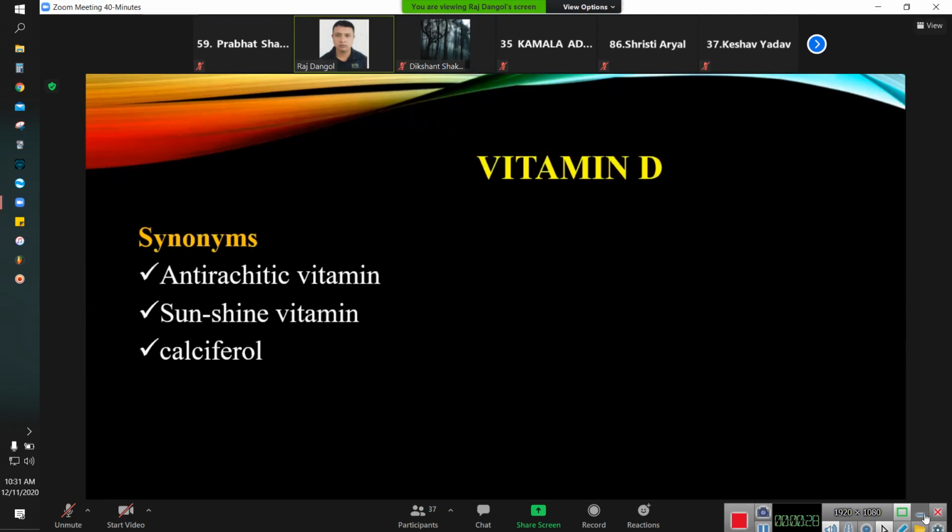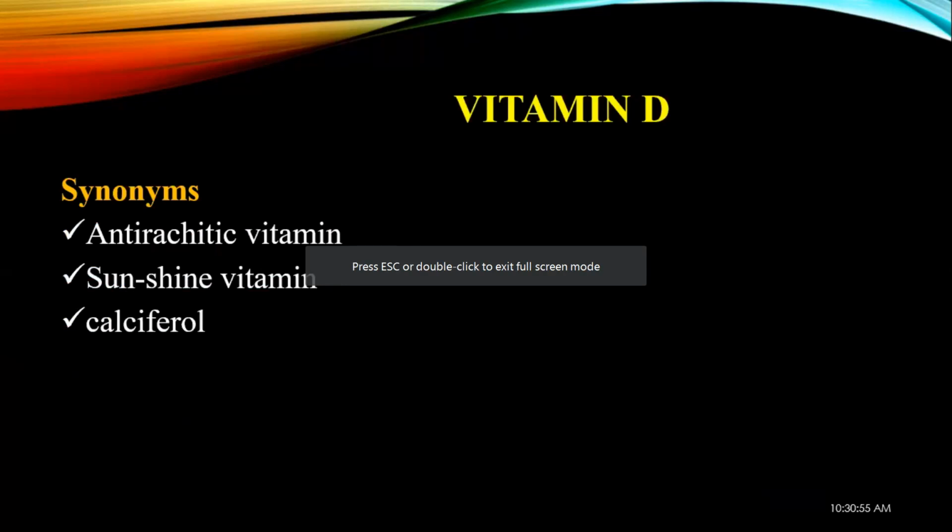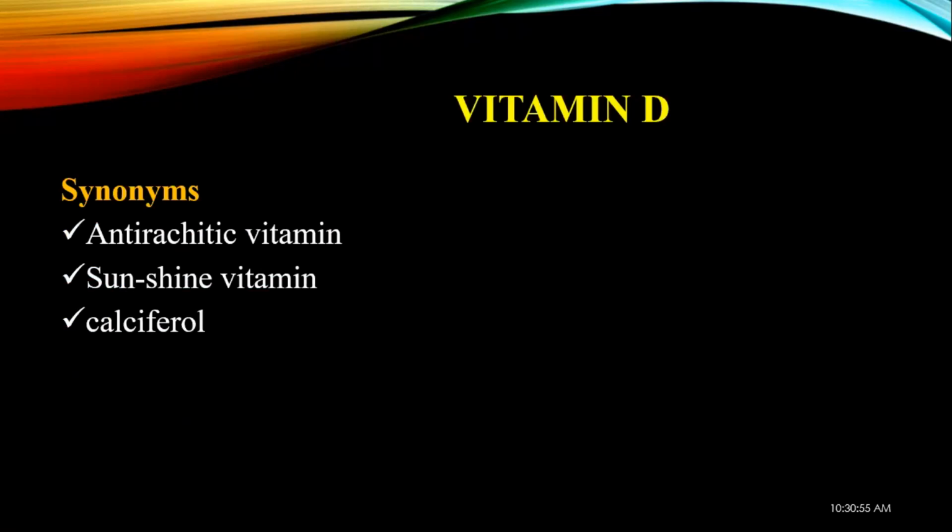So synonyms: this vitamin D is called an anti-rachitic vitamin. Anti-rachitic means that on deficiency of this vitamin, it causes vitamin D deficiency. In children, it causes rickets, and osteomalacia in adults. So that is related to a deficiency of vitamin D. Because of that, this vitamin D is also called an anti-rachitic vitamin.